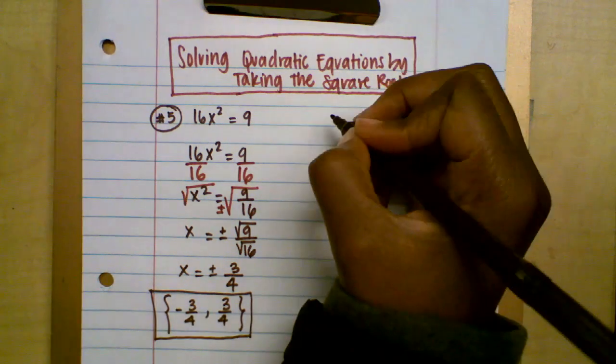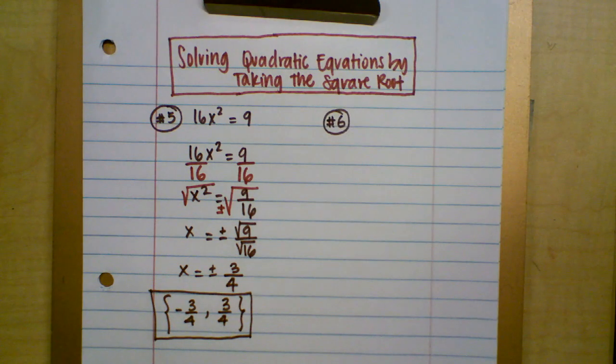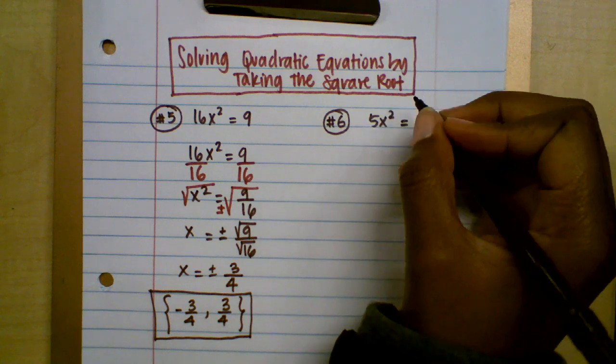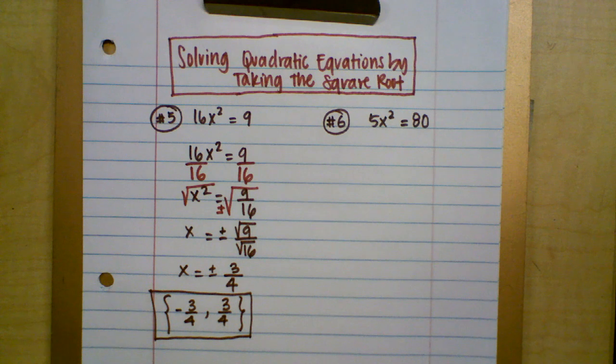Then you have number 6. So let me check your understanding. Let me give you another one. For number 6, let me give you 5x squared equals 80. Please go ahead and simplify. Please go ahead and solve this quadratic equation by taking the square root.